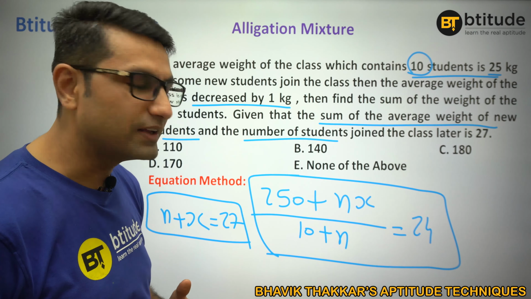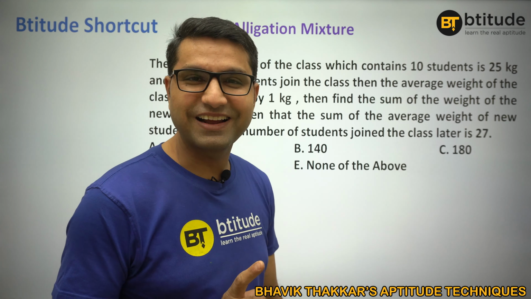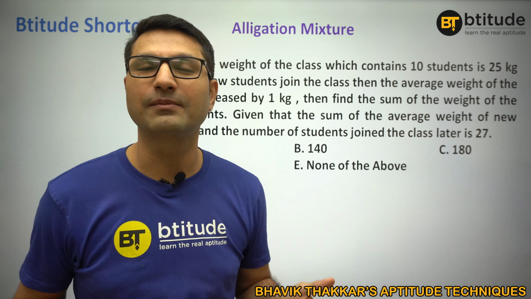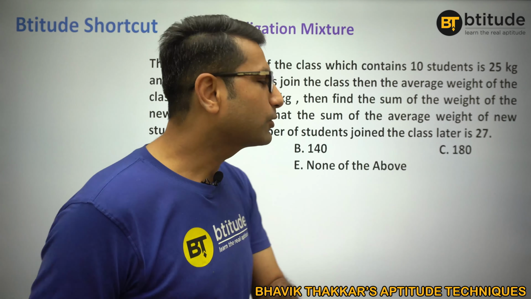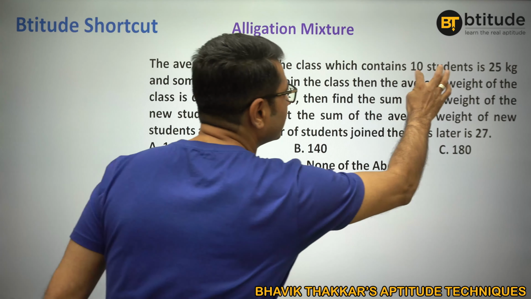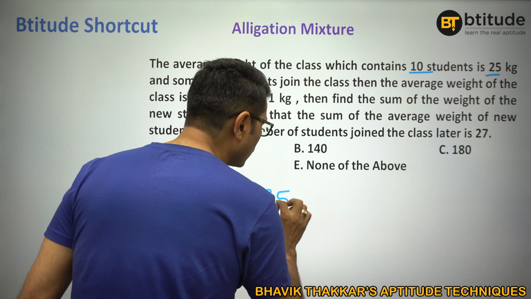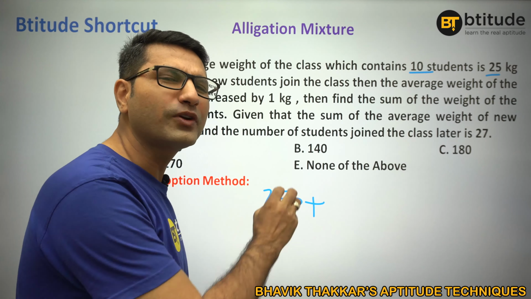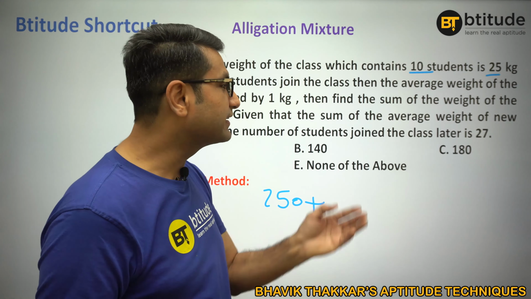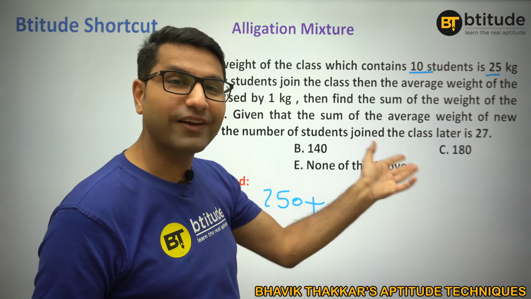So you can also go by option, right? How? If you know the concept well, if you knew the equation method, then and only then can you find the logical methods behind it. So we could have figured it out. Why frame two equations? We can understand that, okay, total weight is 250. Now we don't know why to put nx. nx is nothing but the total weight of new students, and that's what the question is all about, and that's what the options are there. Why not go by options?